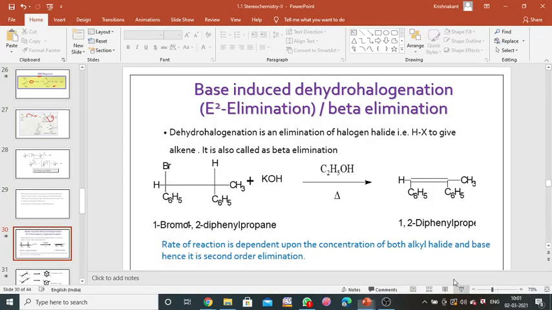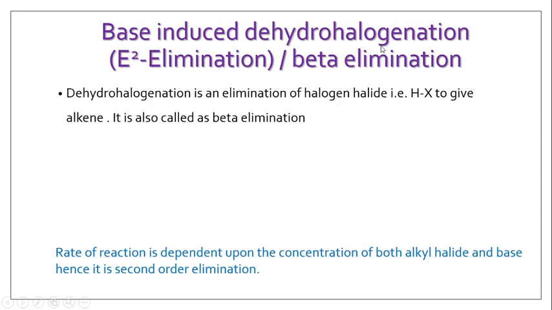The reaction is base-induced dehydrohalogenation, that is E2 elimination. Dehydrohalogenation is an elimination of a hydrogen halide, that is HX, to give an alkene. It is also called beta elimination.